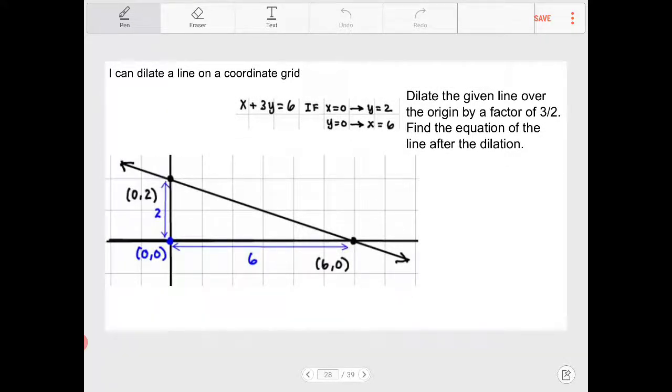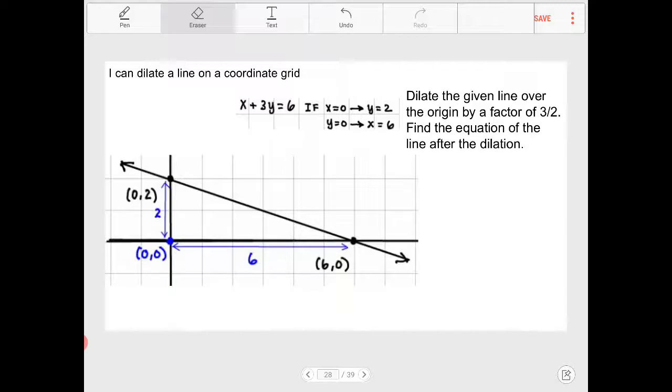Notice, this point right here is 2 away from the origin, and this point right here is 6 away from the origin, as I've indicated in the diagram. Okay, so now we want to dilate this by a factor of 3/2. In other words, 1.5. So let's think about this. I'm going to take this number here and this number here, and multiply it by 1.5, just like I did in the previous examples.